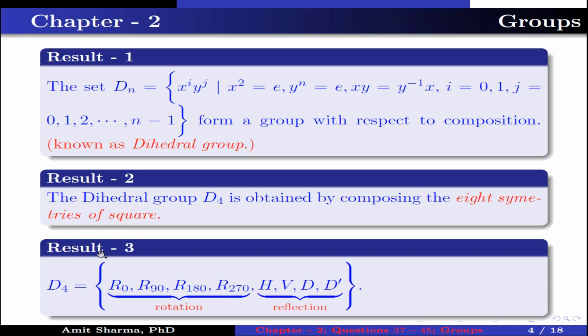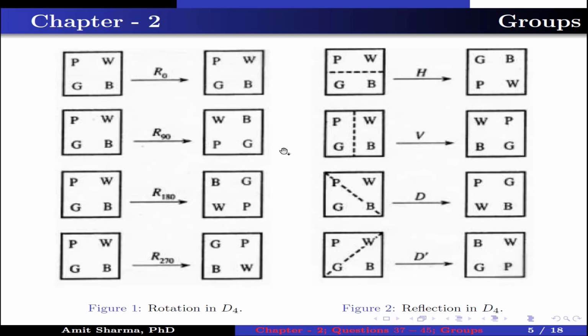Result number 3. D4 contains the elements R0, R90, R180, R270. These are known as rotations. H, V, D and D dash are known as reflections. This is the pictorial representation of rotations and reflections in D4.